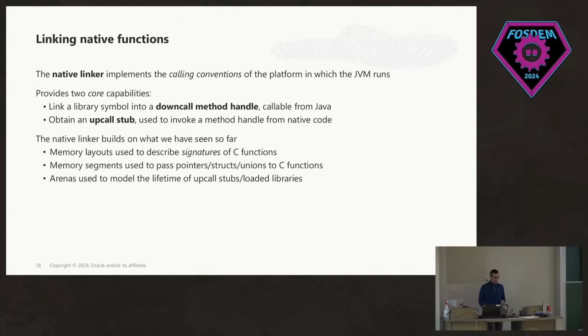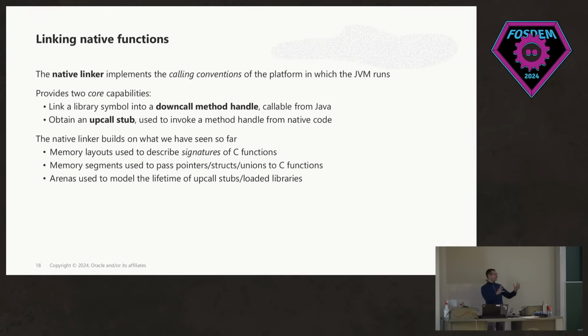So switching gears a little bit, let's start talking about FFI. The main abstraction in FFI is called the native linker. This is an object that essentially embeds the calling convention of the platform in which the JVM runs. It provides two capabilities. The first is that it allows us to derive a method handle that targets a native function. So we can basically describe the native function we want to call, get a method handle, and just call it from Java.